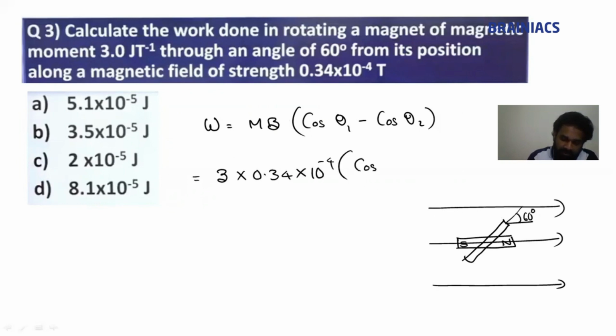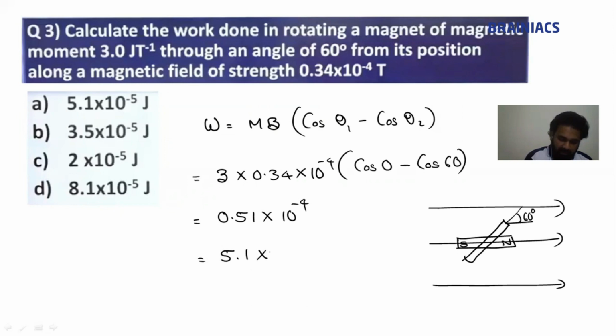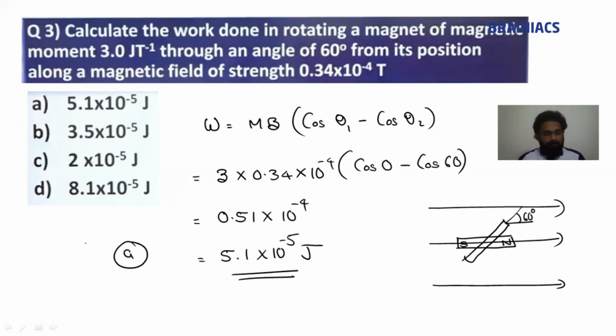Initial position is nothing but cos 0. Final position is nothing but cos 60. So cos 0 is 1, cos 60 is 1 by 2. So 3 into 0.34 into 10 raised to minus 4 into what? 0.5. Simplify this, we will be getting 0.51 into 10 raised to minus 4. So this could be written as 5.1 into 10 raised to minus 5 joules. Option A is the correct answer.